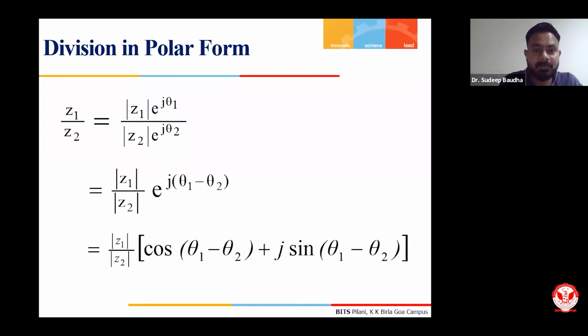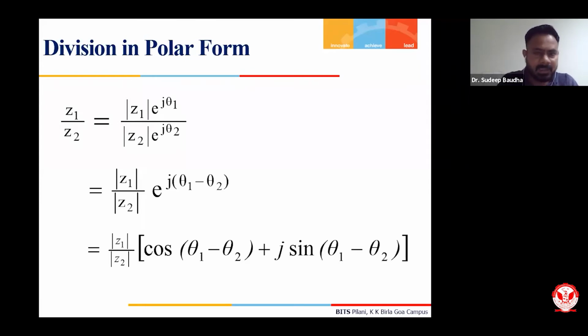In case of polar form, it is much easier to do the division. As you can see, suppose z1 and z2 are two complex numbers. The magnitude of z1 upon the magnitude of z2, both are real, and we can subtract theta 2 from theta 1. So I can write it as e to the power j(theta 1 minus theta 2). Using Euler's identity, I can write it as cos(theta 1 minus theta 2) plus j sin(theta 1 minus theta 2). So this is how you can perform division of two complex numbers.